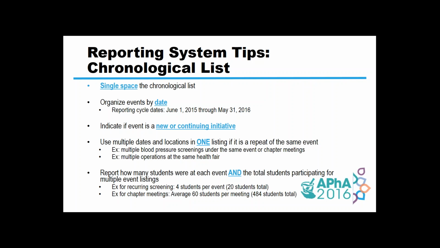That would be sufficient. It's also important to report how many students were at each event, as well as the total students participating for these multiple event listings. So, for example, for chapter meetings, there was an average of 60 students that attended each meeting, and throughout the year, 484 students attended total. It's really important not to double count your members, so make sure that these are 484 different students instead of 60 of the same students coming. So make sure to only count your members once.